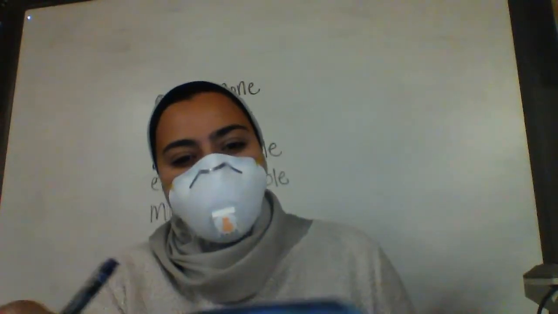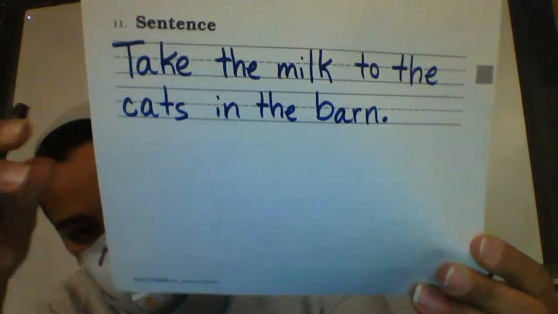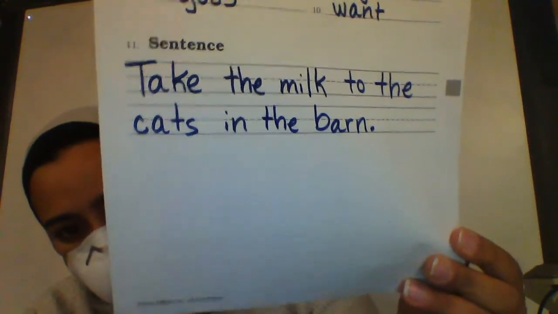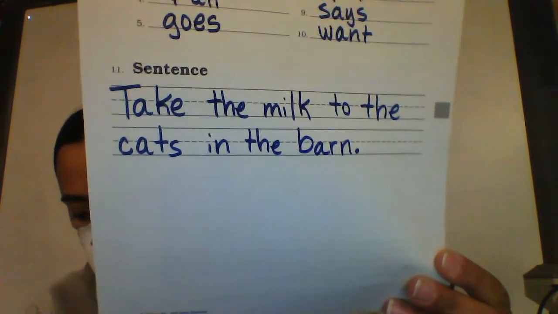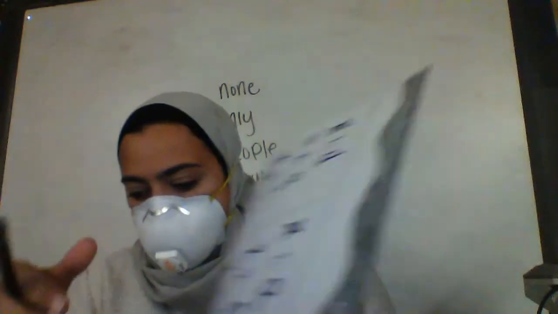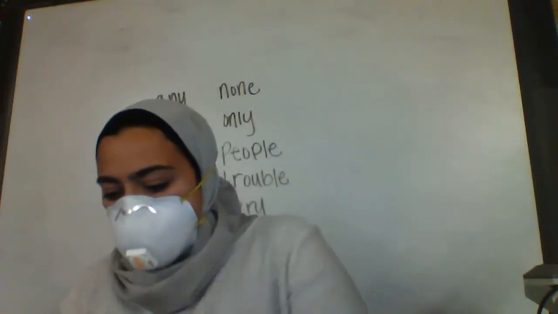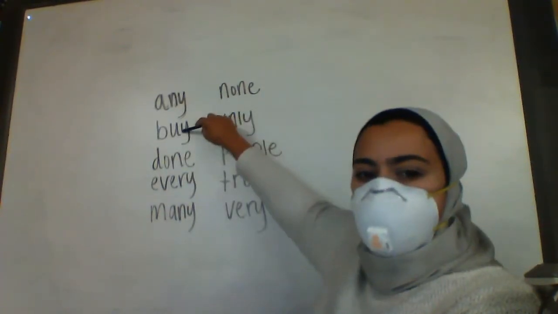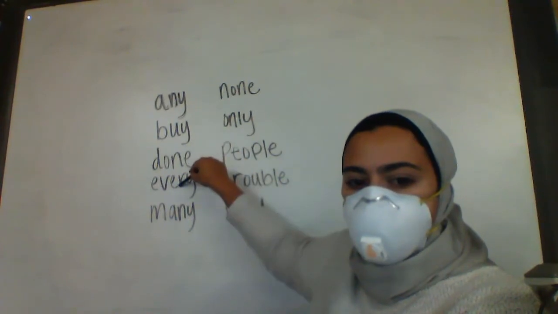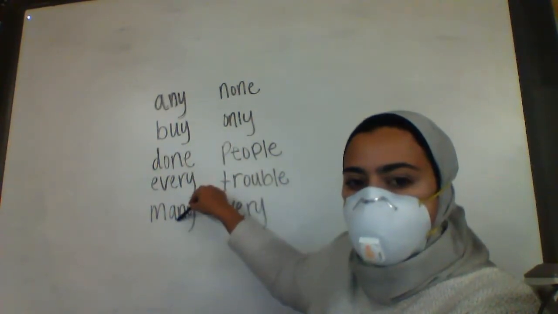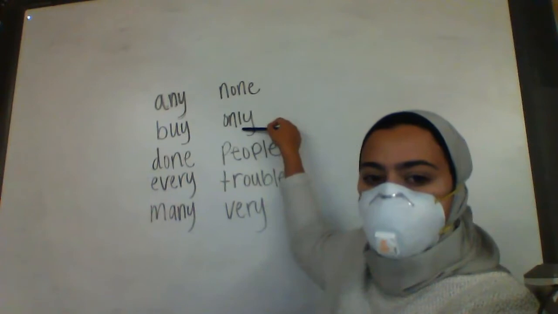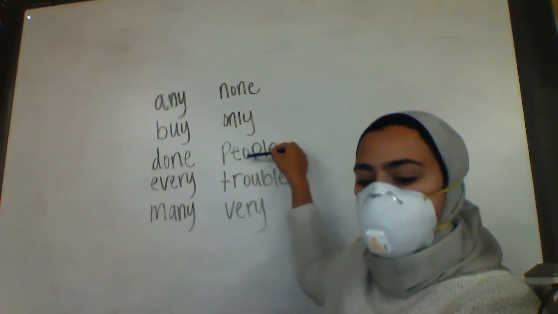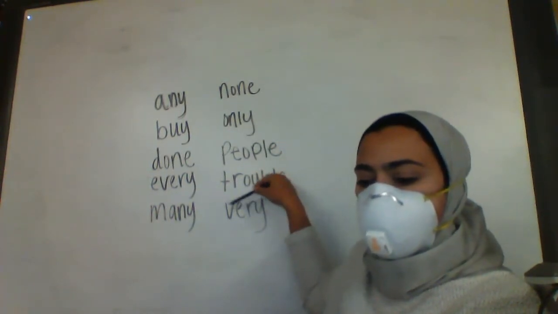Okay, so when you're done, your paper should look like this. The T needs to be capital. Take the milk to the cats in the barn, period. Your paper should look like that. Okay, now let's read these words that I have written on the board behind me. Let's read them together. Any, by, done, every, many, none, only, people, trouble, very.